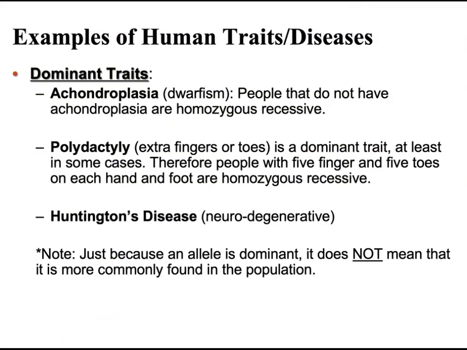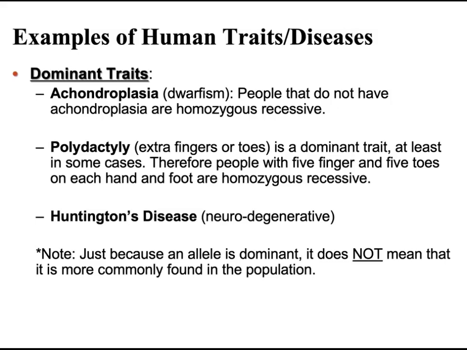Now you're well acquainted with the concept of dominant and recessive traits. Here are a few dominant traits and diseases in humans. Achondroplasia, the scientific name for dwarfism, is actually a dominant trait. People who do not have achondroplasia are therefore homozygous recessive for the trait. Polydactyly, the scientific term for extra fingers and toes, is also a dominant trait, at least in some cases. Therefore, people with 5 fingers and 5 toes on each hand and foot are homozygous recessive as well.